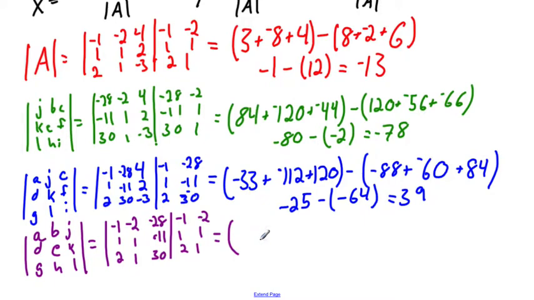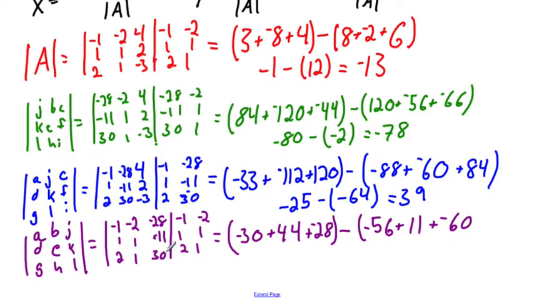So negative 1 times 1 times 30, it's going to give me a negative 30. And that's to negative 2 times negative 11 times 2. That's going to give me a positive 44. Plus negative 28 times 1 is negative 28. I'm going to subtract 2 times 1 times negative 28, and that's going to give me a negative 56. Plus 1 times negative 11 times negative 1 is 11. Plus 30 times 1 times negative 2, which is a negative 60.